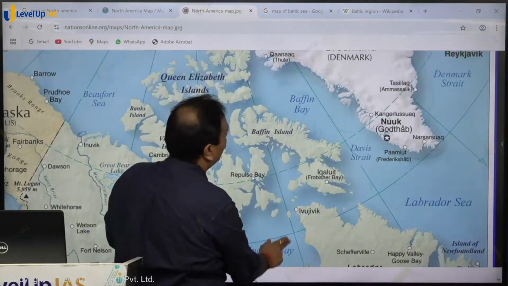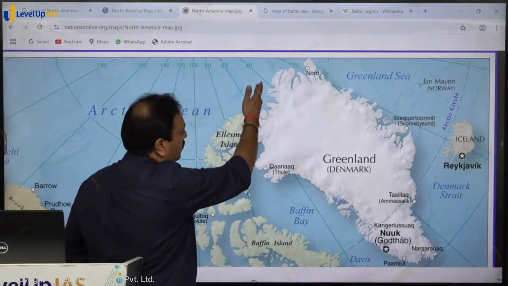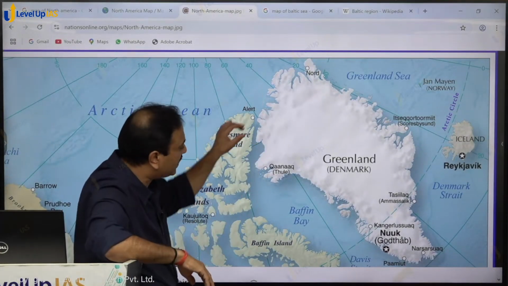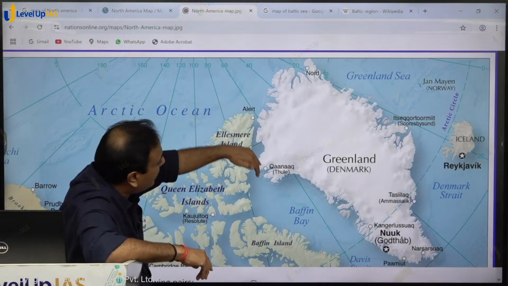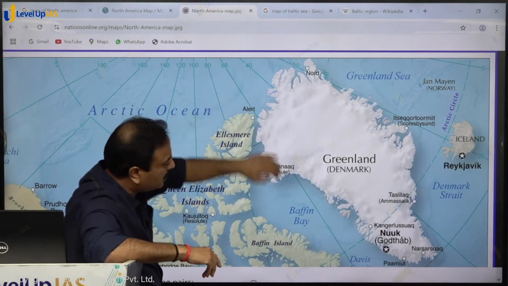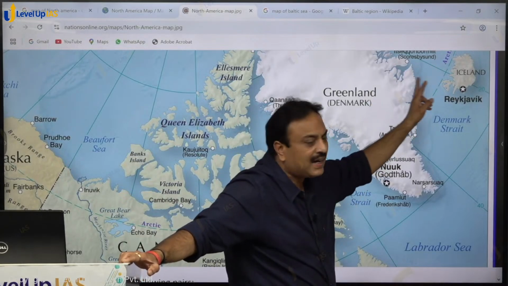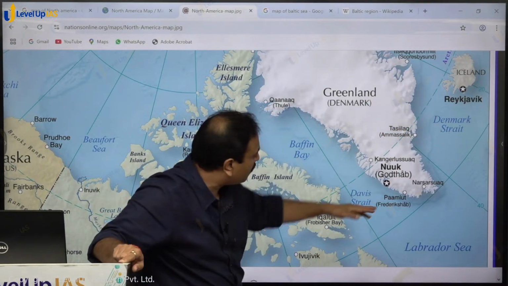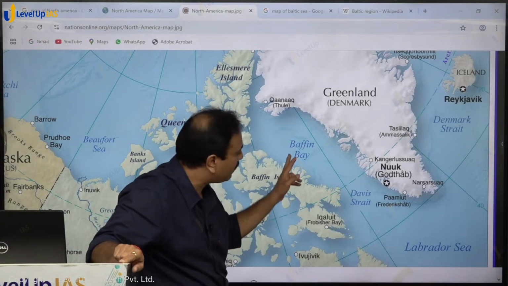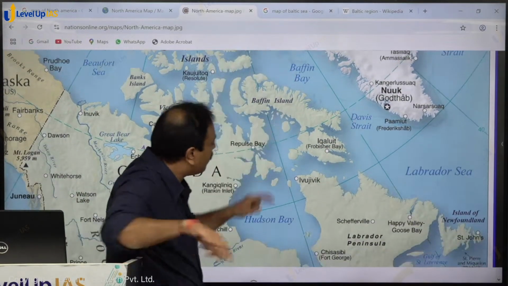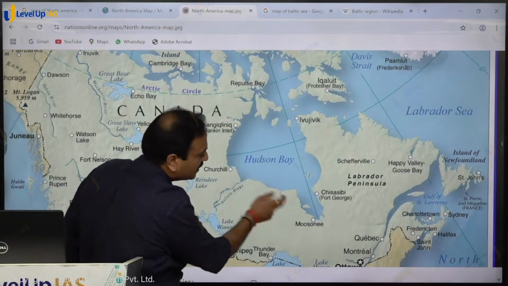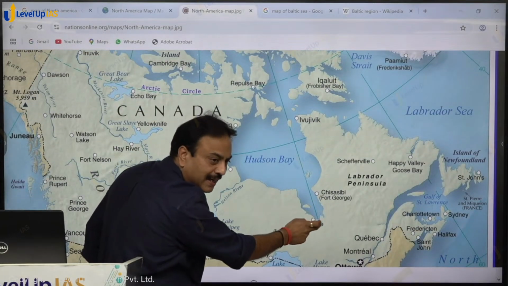This you were locating. This was the water body that you have mentioned, you have seen as Nares Strait, connecting Baffin Bay to Arctic Ocean. Here you are having Denmark Strait, Greenland, Iceland. This is the water body written as Davis Strait, Baffin Bay, Labrador Sea. Here you are having Hudson Bay. Within Hudson Bay there is a water body called as James Bay.